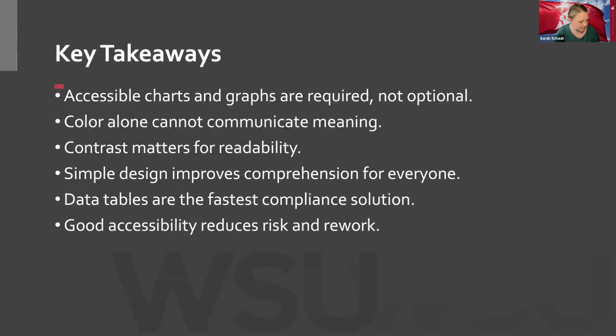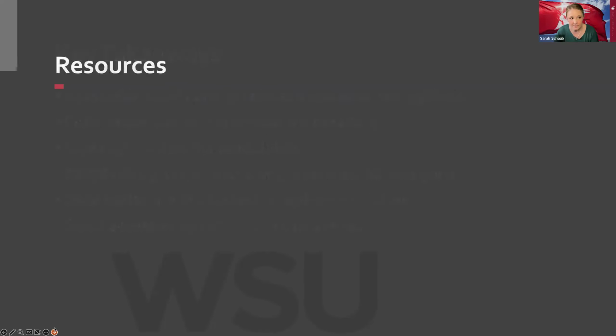I ran through that really quickly. I'm sure we'll probably have some questions. So I just want to highlight what the key takeaways are. Accessible charts and graphs are required. They're not optional. Color alone cannot communicate meaning. Contrast matters for readability. Simple design improves comprehension for everyone. Data tables are the fastest compliance solution, and good accessibility reduces risk and rework of your content.